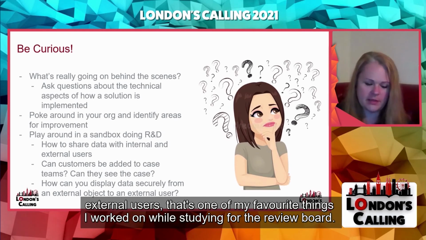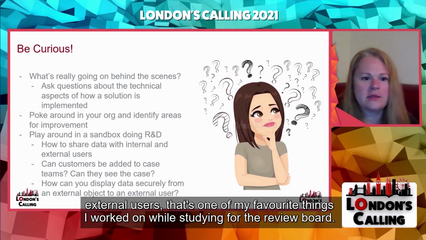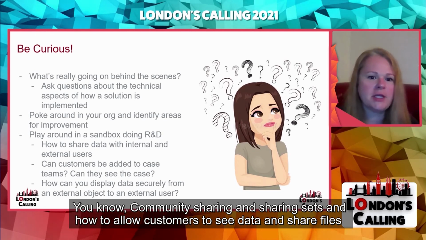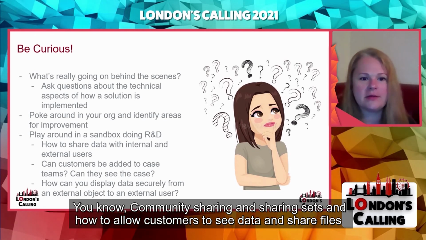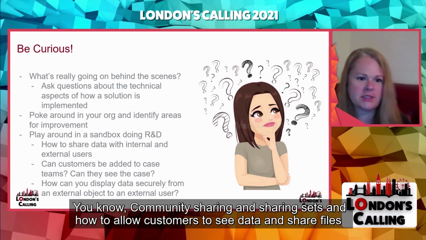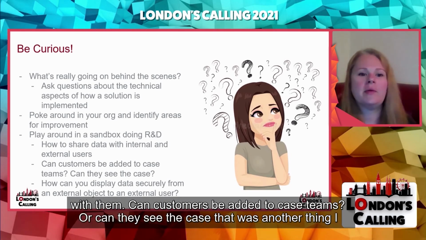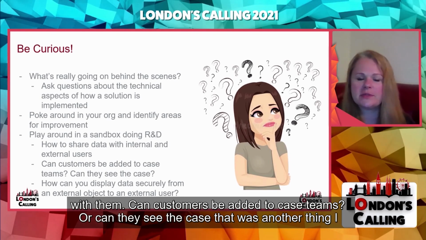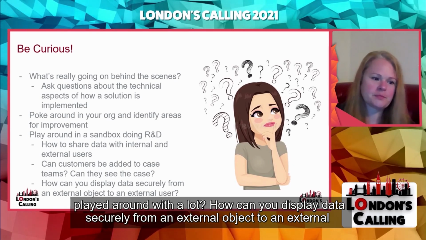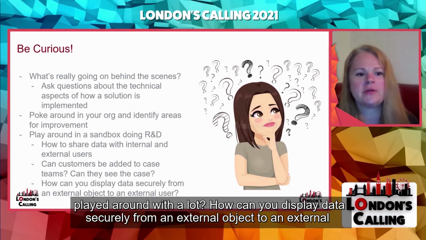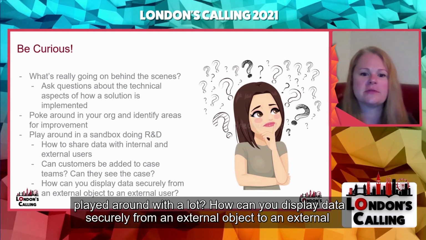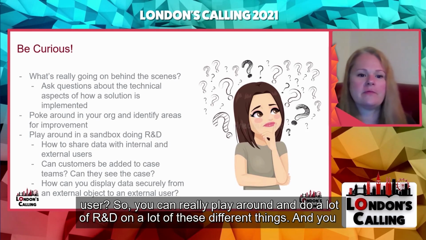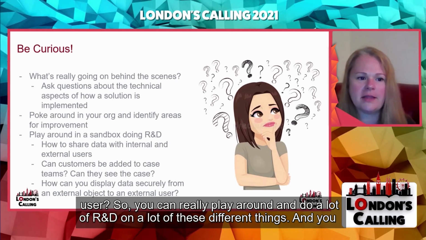That's one of my favorite things I worked on while studying for the review board. Community sharing and sharing sets, and how to allow customers to see data and share files with them. Can customers be added to case teams, or can they see the case? That was another thing I played around with a lot. How can you display data securely from an external object to an external user? So you can really play around and do a lot of R&D on a lot of these different things.